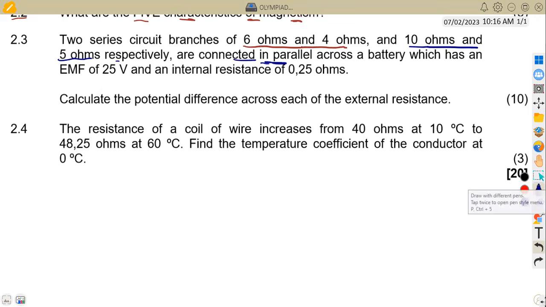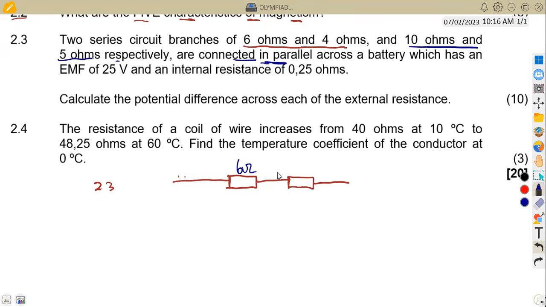So we've got something of this nature from what they are trying to say. We've got 2 resistors in this case. The first one is a resistor of 6 ohms in series with a resistor of 4 ohms. So we've got 2 resistors in series here. That is our 6 ohms and the 4 ohms, which we can just refer to as R1 and R2.